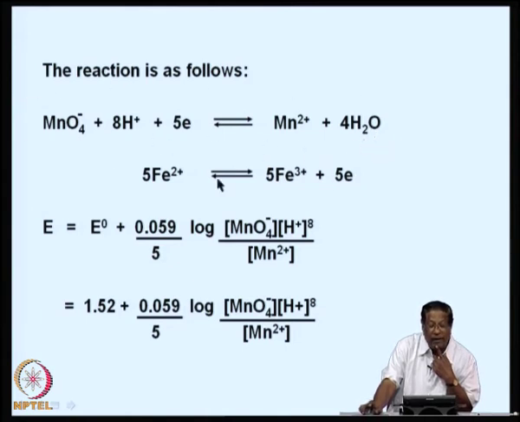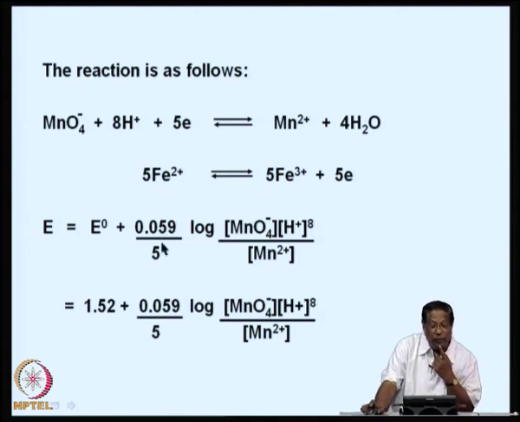This is for the manganese, and 5Fe2+ going to 5Fe3+ plus 5 electrons. You add up both and these 5 electrons will get cancelled. You will have a reaction of MnO4- plus 8H+ plus 5Fe2+ going to 5Fe3+ plus Mn2+ plus 4H2O. These electrons will get cancelled.